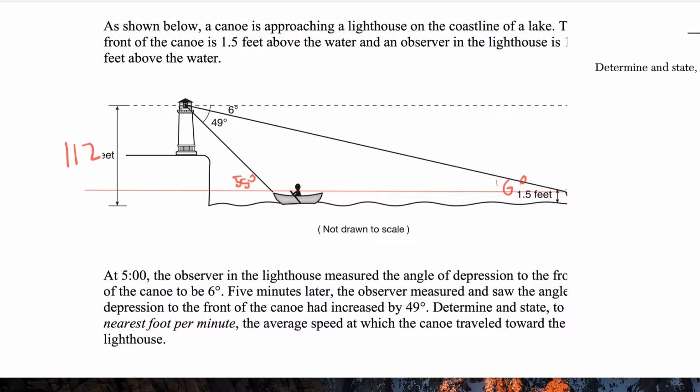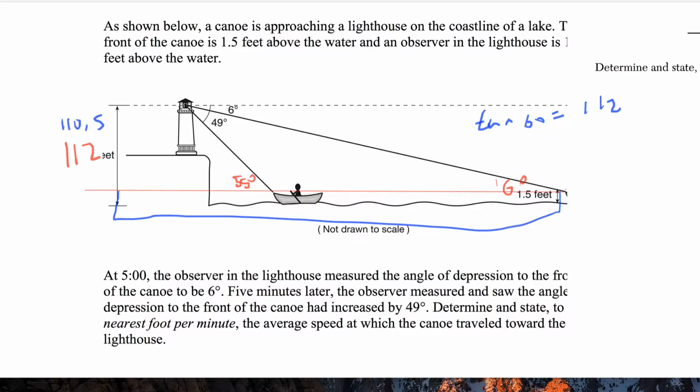Then, with that, we could easily find the whole distance from here, right? So what would that be? It would be tan, opposite over adjacent. Tan 6 equals opposite 112. It's 110.5 because the height is 1.5 feet less, good point. So this becomes 110.5, and this is also 6 degrees. Tan 6 equals 110.5 over x. You find it, what do you get?